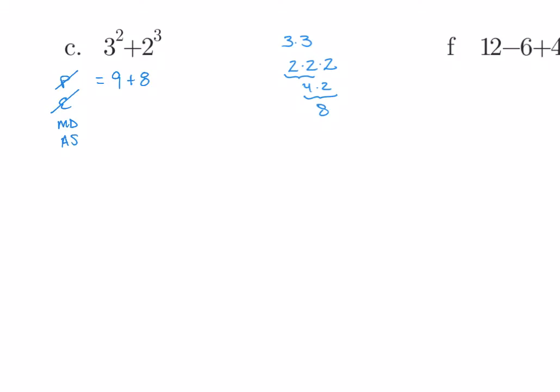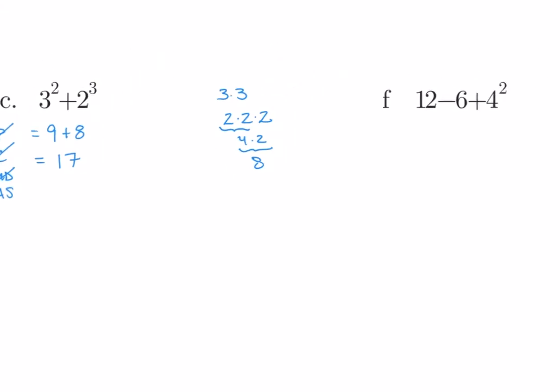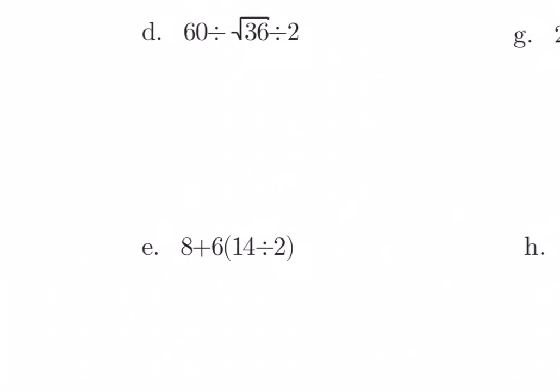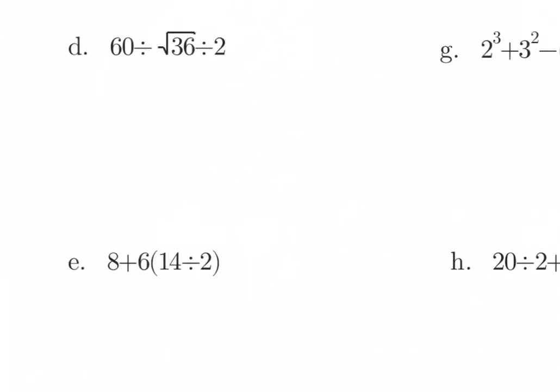All right, that takes care of exponents. Do we have any multiplications or divisions? No. And then do we have any additions and subtractions? Yes, we do. We do them from left to right, and actually we just have an addition here. So 9 plus 8 is 17. All right, that takes care of example C. Let's come up to example D.